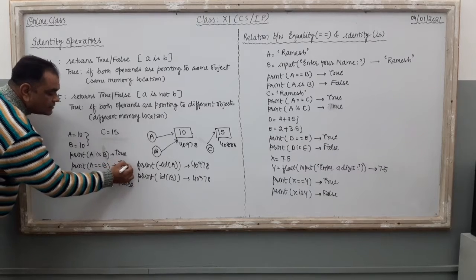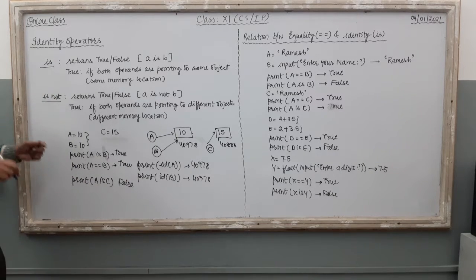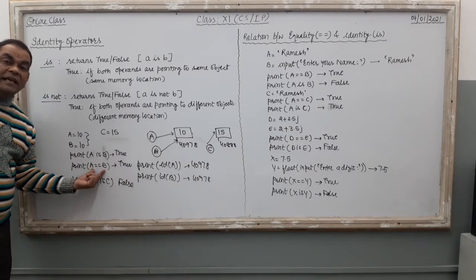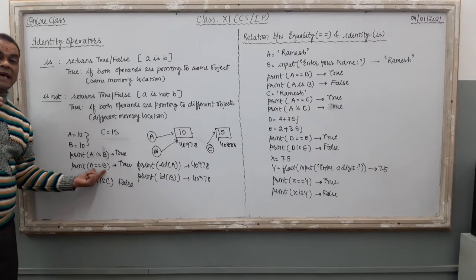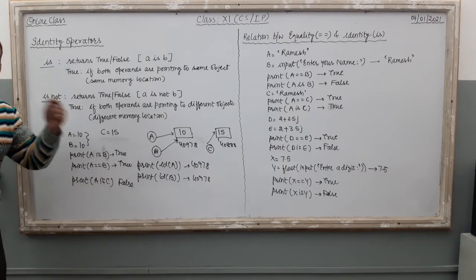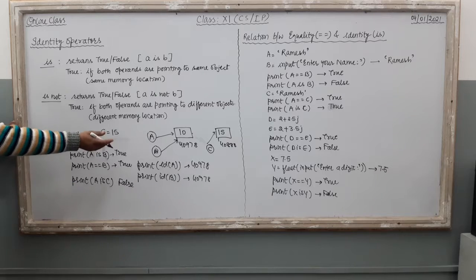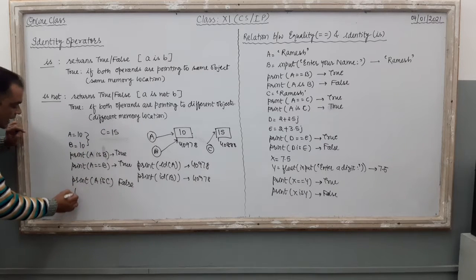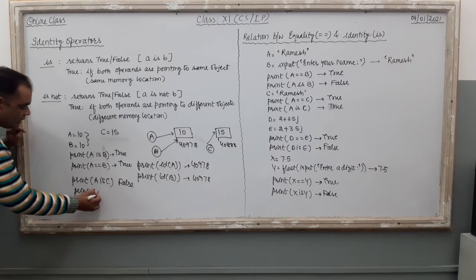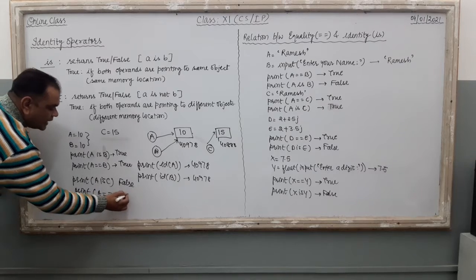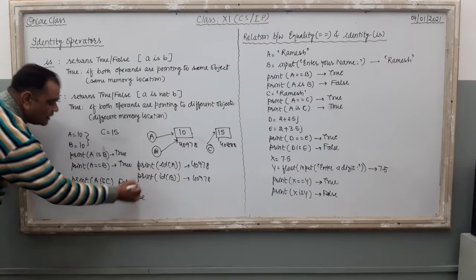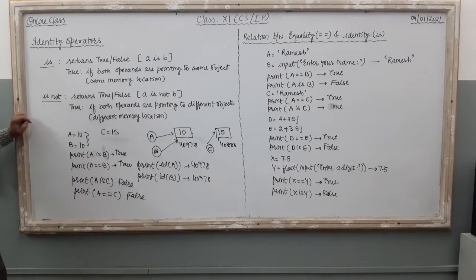Here the result is true. Why is it? Because the values of these two operands are the same, so the computer shows the result true here. Now suppose C is 15, and if you use print A equal to C, just see, the result is false over here.